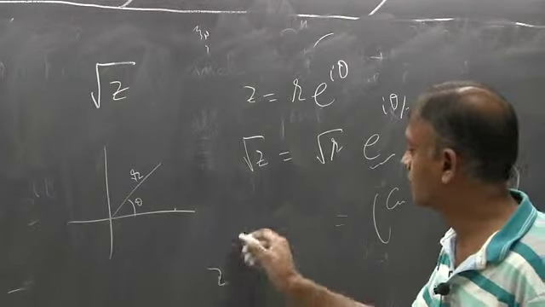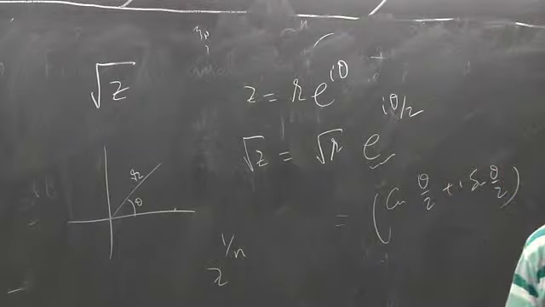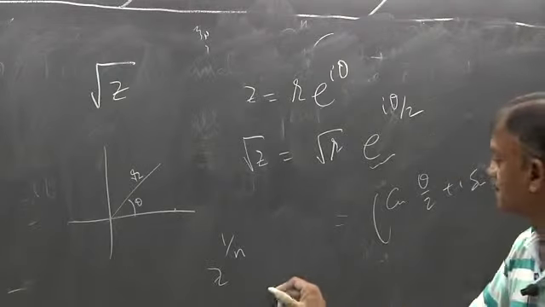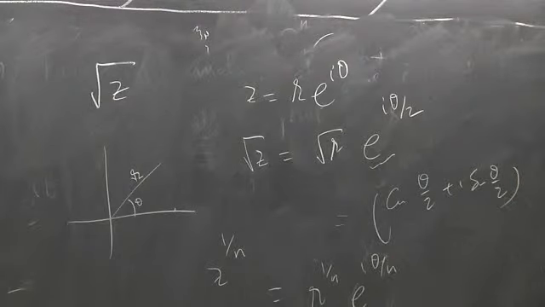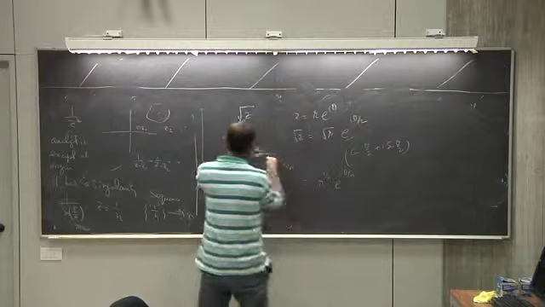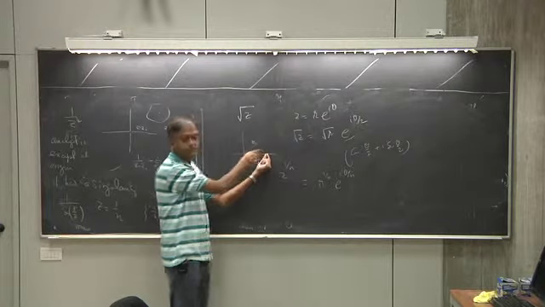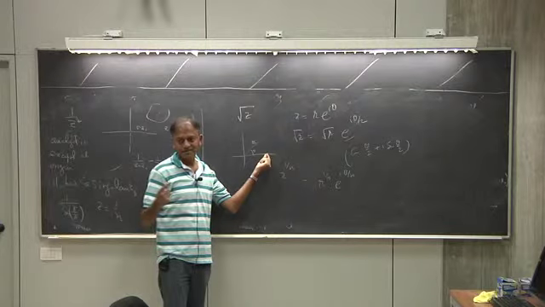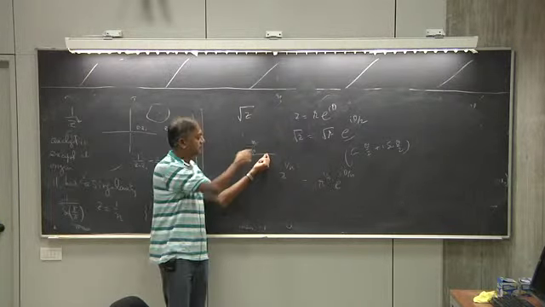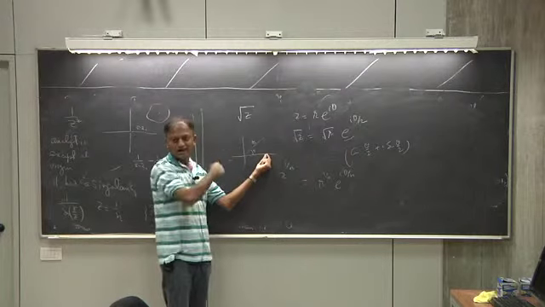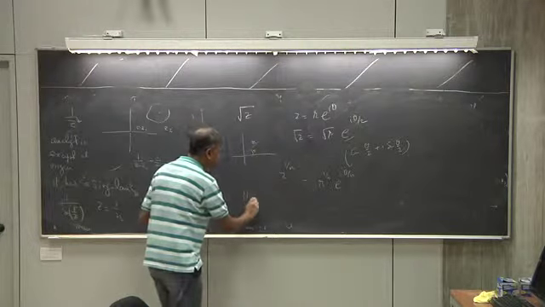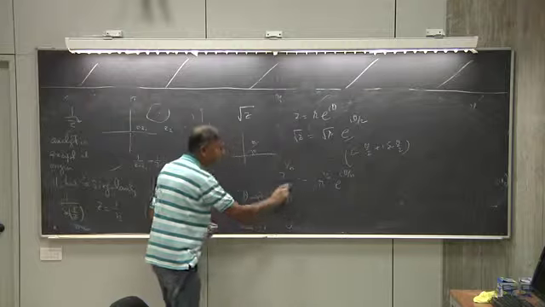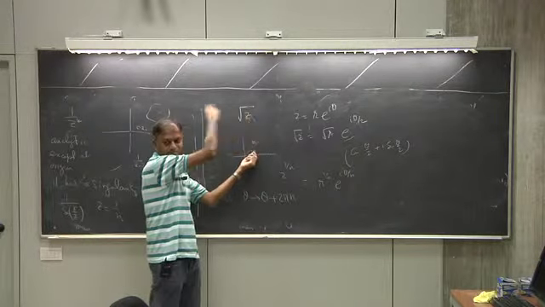More generally, if you take z to the power of 1 over n, where n is some integer, positive or negative, doesn't matter, then this is the same as r to the 1 over n, e to the i theta over n, right? So in this case, as you take theta from 0 to 2 pi, you pick up a phase e to the 2 pi i over n, right? You don't come back to the original value. In fact, you have to go n times around to come back to the original value. If you take theta going to theta plus 2 pi n, what does it mean? You're going around n times.